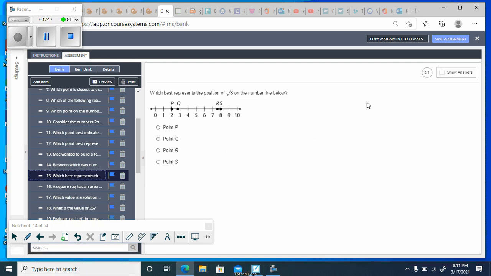Which best represents the position of the square root of 8 on the number line? Well, let's think about it. Square root of 8 is going to be between the square root of 9, which is 3, and the square root of 4, which is 2. So it's going to be 2 point something. This is the only one that's above 2 and less than 3.